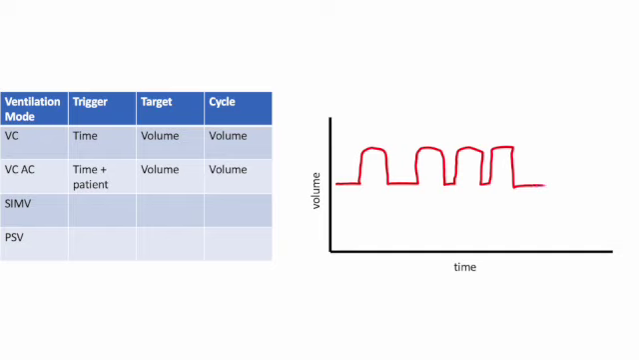And every time they take a breath, they're going to get that set target of 500 cc's. So the benefit of this is it's a little bit more comfortable for the patient as they're able to trigger breaths. The downside of VCAC is you have less control over minute ventilation, and these patients might be significantly overbreathing the vent, leading to a respiratory alkalosis. So it's a little bit more comfortable, but you get a little less control.